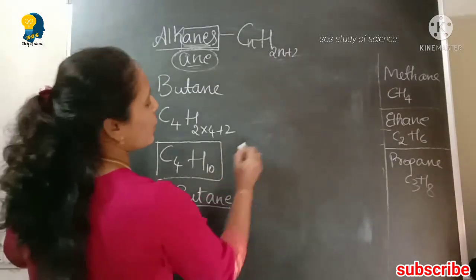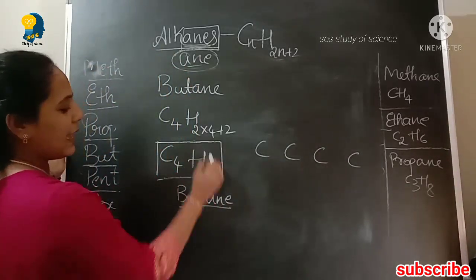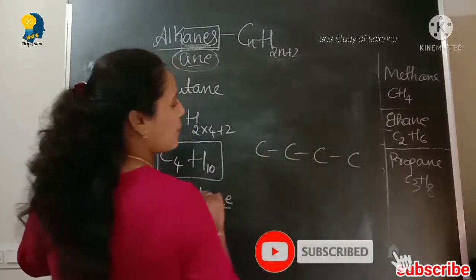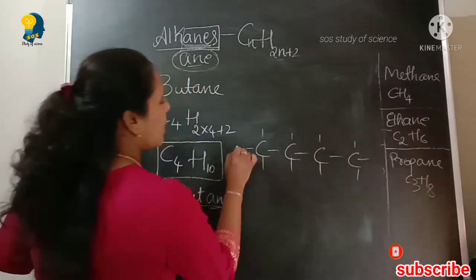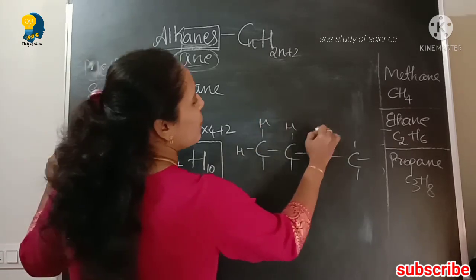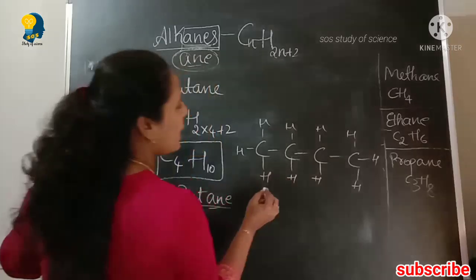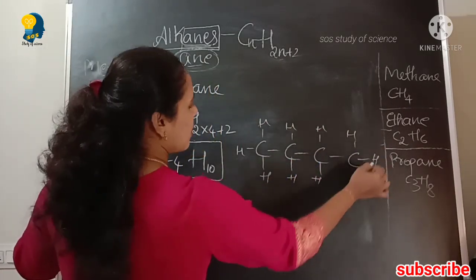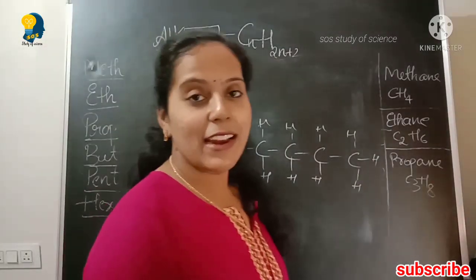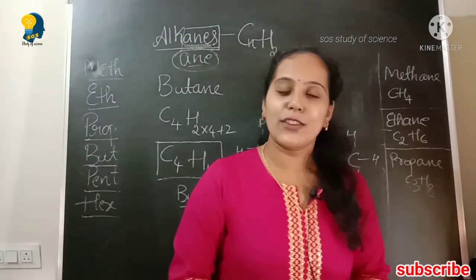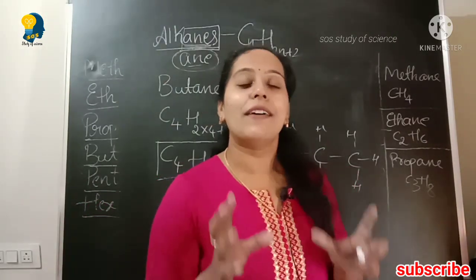When it comes to the structural formula, for C4 write 4 carbon atoms. It is an alkane, right, so single bonds between carbons. Next, surrounded by these carbons, we write the hydrogens. How many hydrogens are there? C4H10. You can see there are totally 1, 2, 3, 4, 5, 6, 7, 8, 9, 10 hydrogen atoms. Now you can try writing the electron dot structure for both butane and propane, so that you will understand whether you have understood the concept or not.